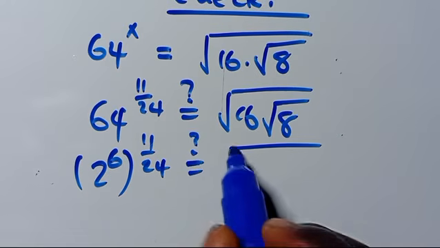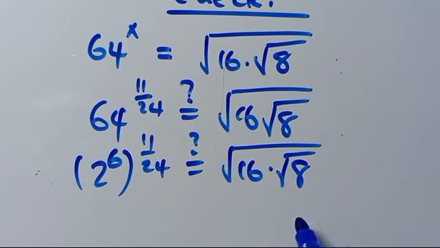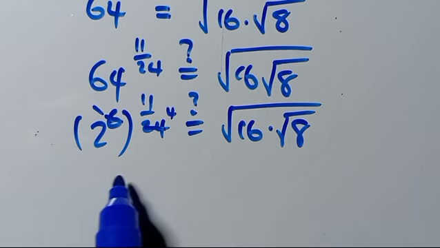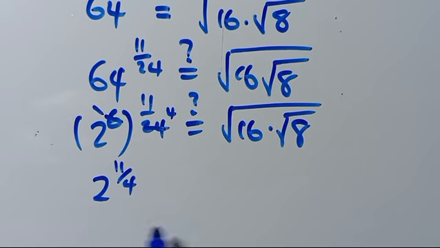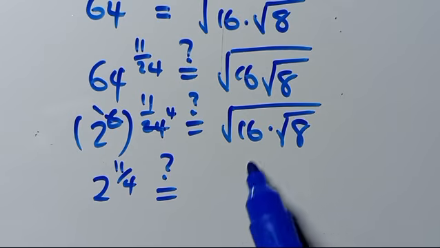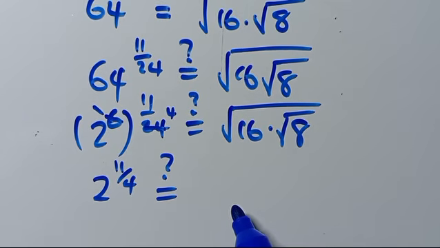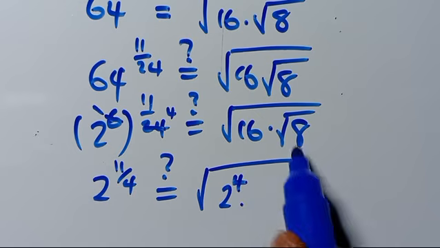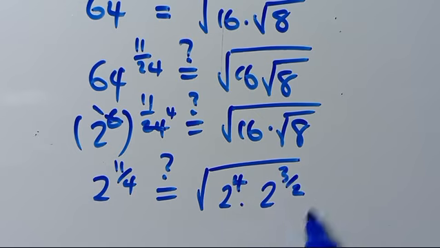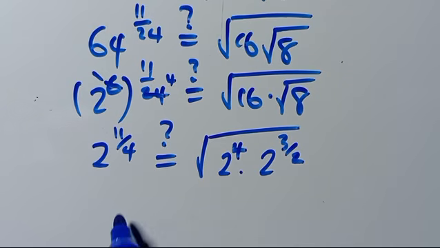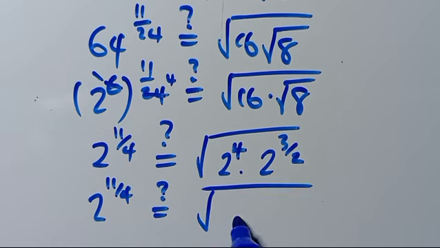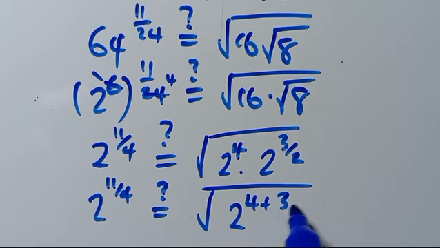It's going to be equal to root 16 times root 8. So from here, 6 into 24 will be 4. So we definitely have this as 2 to the power of 11 over 4. Then it's going to be equal to this. We have root 2 to the power of 4 times 2 to the power of 3 over 2. Then it's going to be equal to 2 to the power of 4 plus 3 over 2.